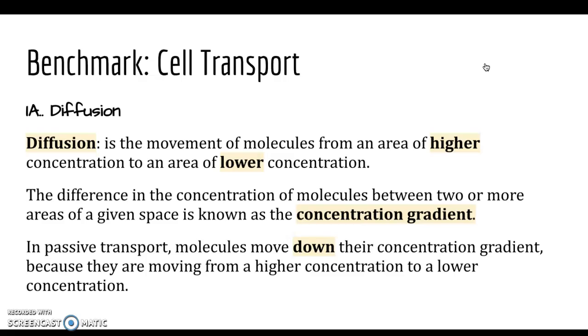So for example, if we're looking at the outside of the membrane and the inside of the membrane, that would be two different spaces. All right, so the difference in the number of, for example, glucose molecules between the outside and the inside is the concentration gradient of glucose. In passive transport, molecules move down their concentration gradient, which means that molecules are moving from a higher concentration to lower concentration.